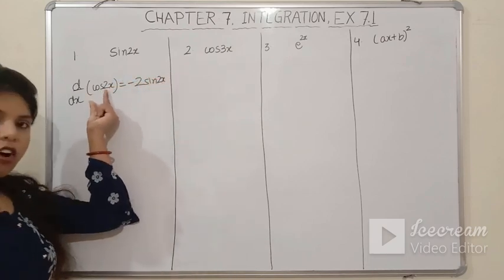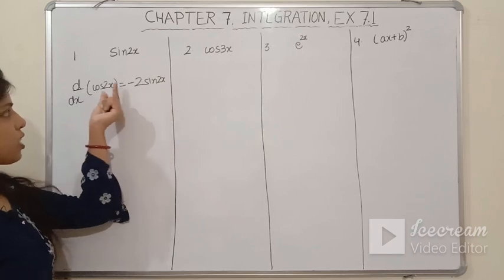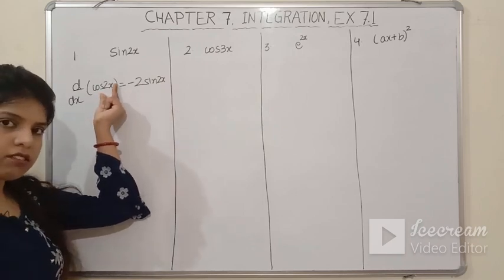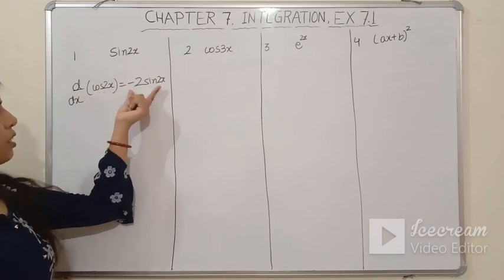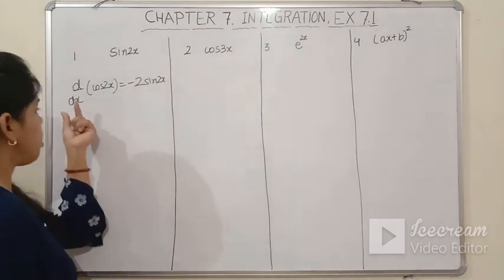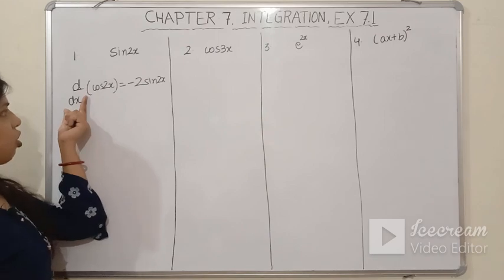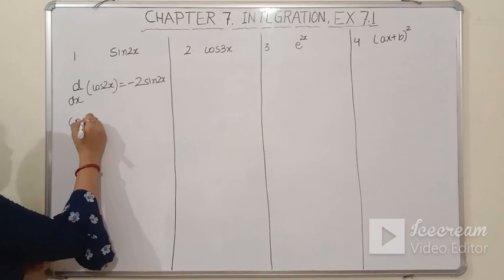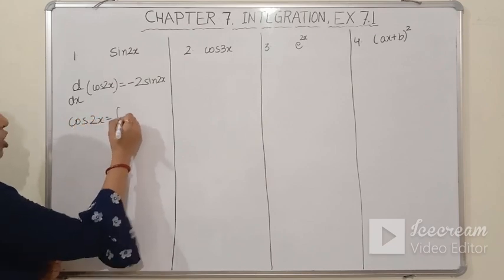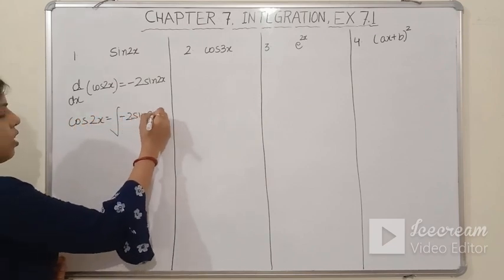Because the derivative of cos 2x is minus sin 2x, and by using the chain rule, the derivative of 2x will be 2. So the derivative of cos 2x will be completely minus 2 sin 2x. Now if I shift this differential operator to the right hand side, it will become the integral operator. So the answer will be cos 2x is equal to the integration of minus 2 sin 2x dx.